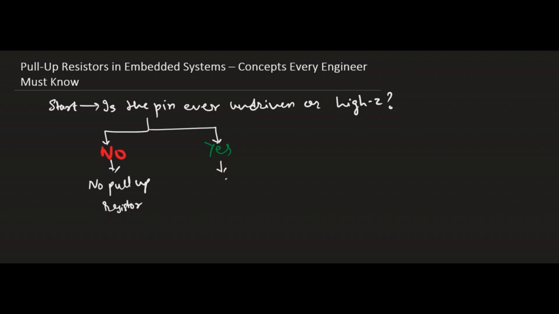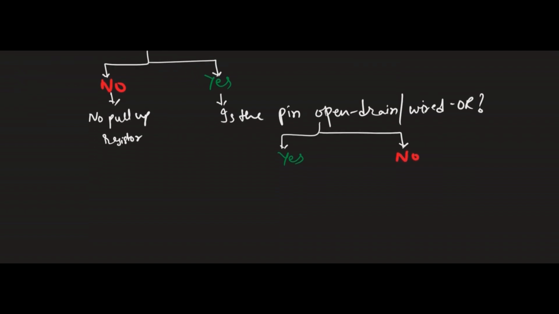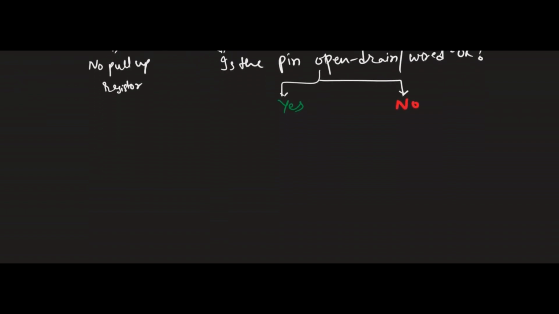Then the next question is, is the pin open drain or wired-OR, I would say, the better option. Again we get two options, yes and no. If the pin is open drain, then we require a pull-up resistor, and it is a must-use pull-up resistor, correct?